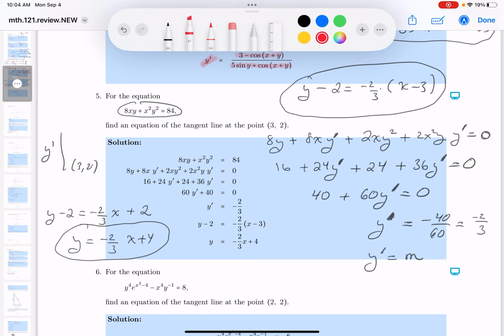Let's get the red pen out, see if we got the answer. See this? Minus 2/3, x minus 3, and I see this over here. It's y equals minus 2/3 of an x plus 4.